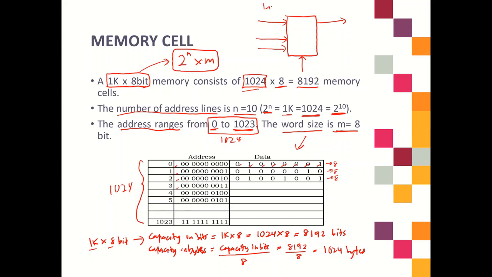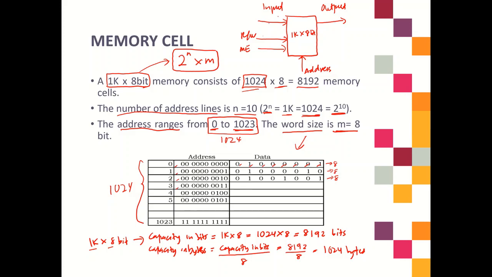The first line is referring to input. This is for your output. This is for your RW. This is for your ME, and the last one is for your address. So this is the memory of 1K times 8 bit.